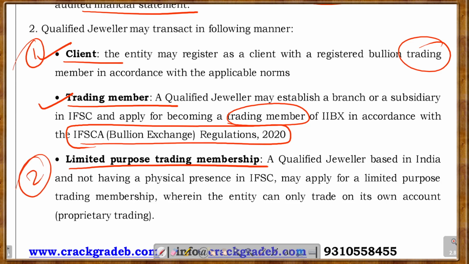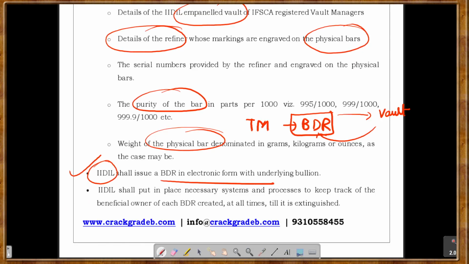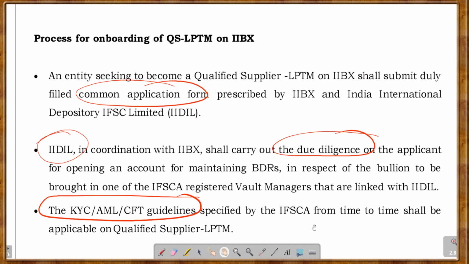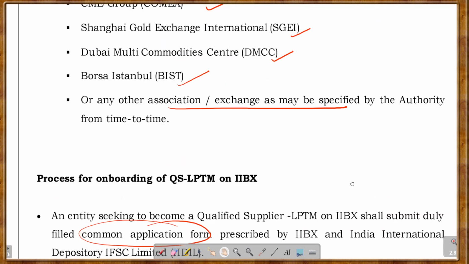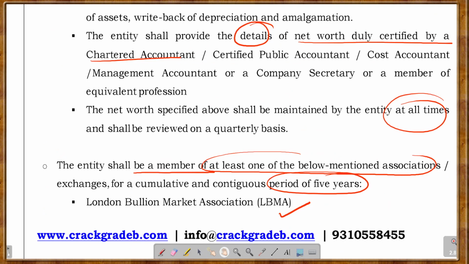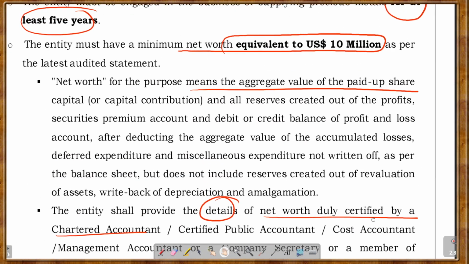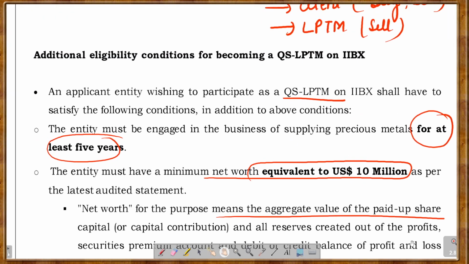So this was your qualified supplier related regulations. As per me, in this particular regulation, nothing else is important apart from the fact that I mentioned. Just wait for a second. Where was it? Yeah. So these are the twin things that are important in this particular chapter. Apart from this, nothing else is more important.